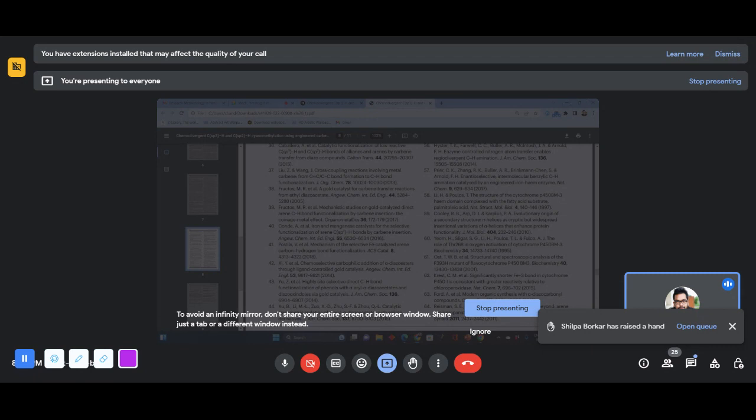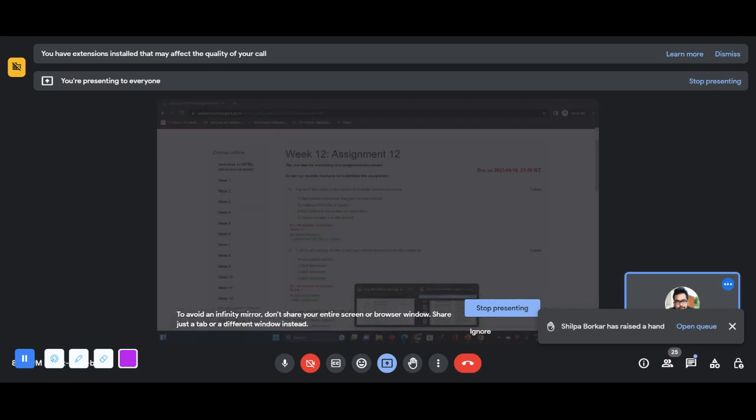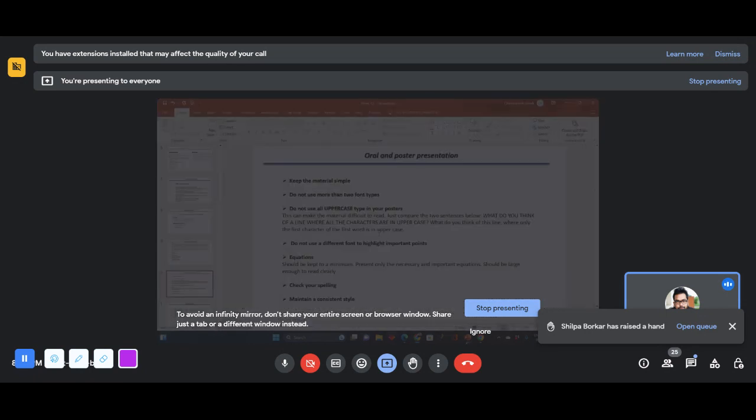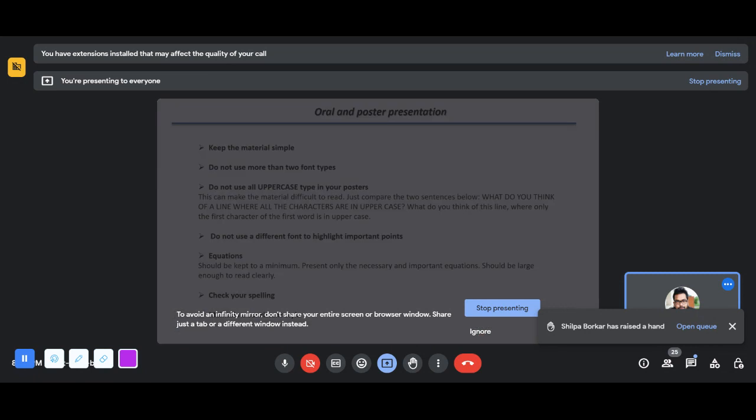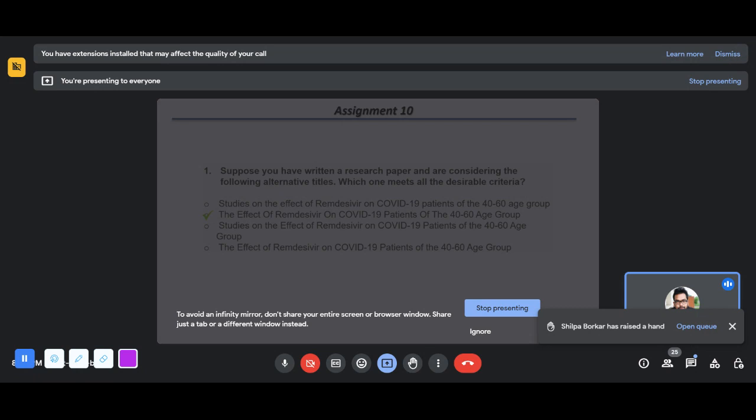Now we can go to our session, and we can go through the assignment problems very quickly. The first problem in assignment 10 was: suppose you have written a research paper and are considering the following alternative titles, which one meets all the described criteria?